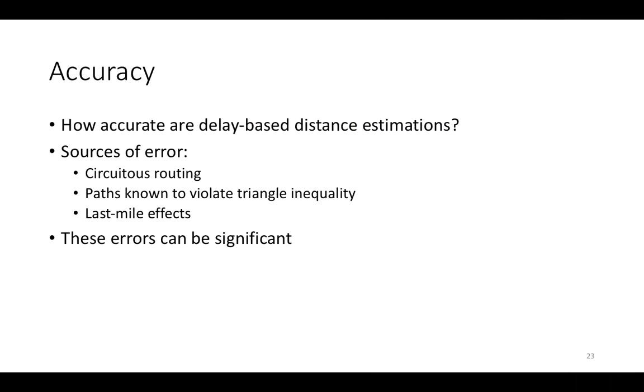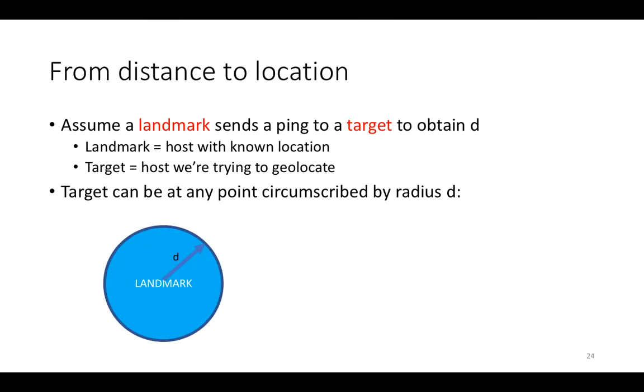So keep this in mind when we talk about the accuracy of delay-based distance. Once we have a distance, how can we move from obtaining this distance estimation to an actual physical location, the thing that we're trying to do? Using some terminology you'll see in the literature and in future lectures, we'll define the landmark as the host that has known location that's performing active measurements or sending probes.